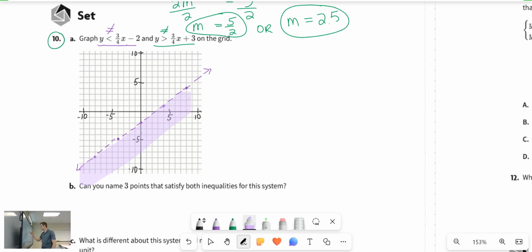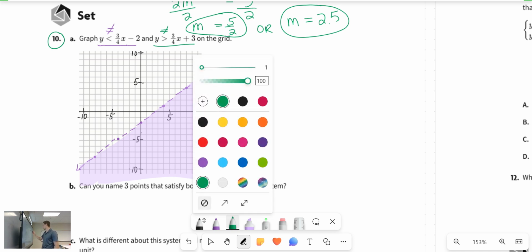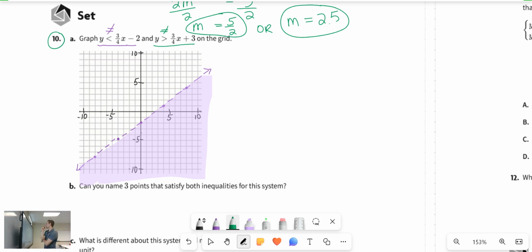So let's keep it on the page this time. Right? If we keep the pen tip down, it'll let us fill in all on the same layer. So there we go. So that's our first inequality. Now our second inequality. It's going to take about the same amount of work that we've already done for the purple, but we're going to do it now for green. We are now graphing y is greater than 3/4 x plus 3.